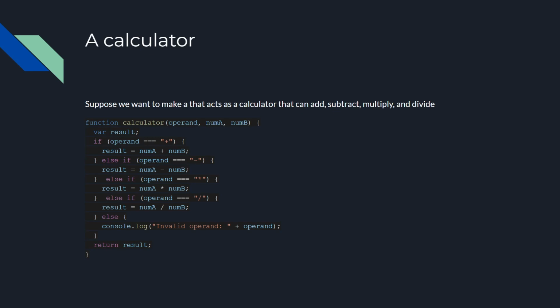It says, okay, is the first if statement true? No, let's move to the next else if statement. Is that true? No, and so on. So in our case, if the operand is divide, it has to evaluate all these other cases before it can get to the case where we divide, and that's not very efficient.